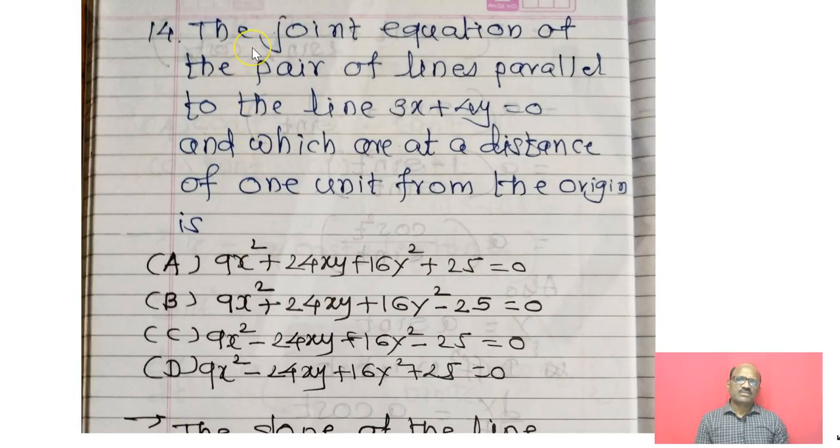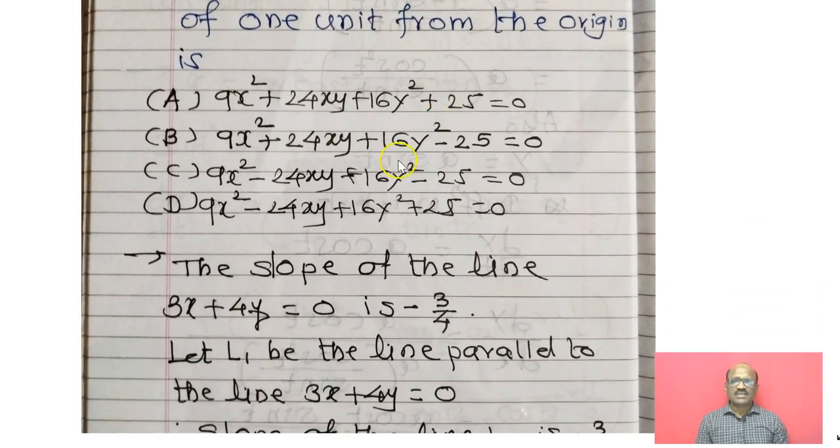Now this question is from the straight line. The joint equation of the pair of lines parallel to the line 3x plus 4y equals 0, which are at a distance of 1 unit from the origin. Then what is that joint equation? Now the lines are parallel, therefore we need the slope of this line, y is equal to mx. We can substitute, y is equal to minus 3 by 4 x. Therefore the slope is minus 3 by 4.